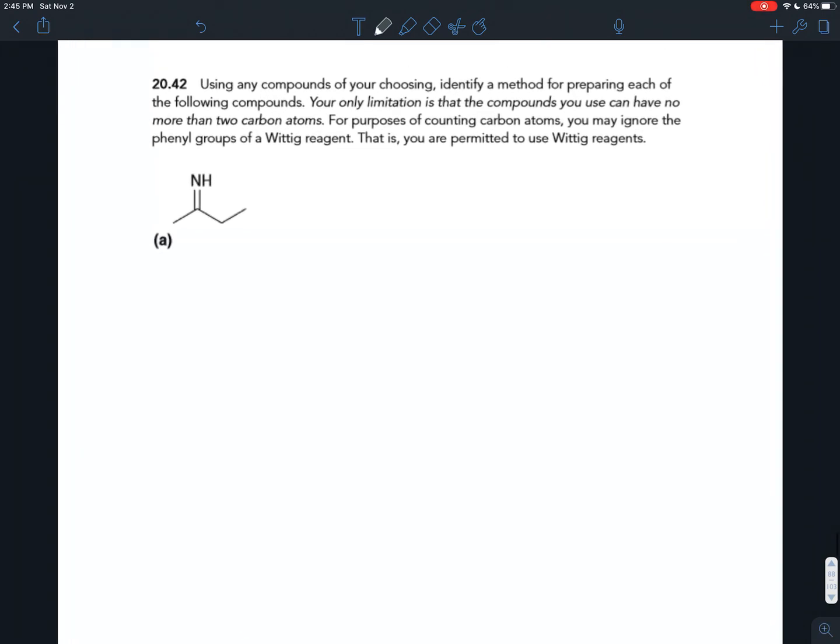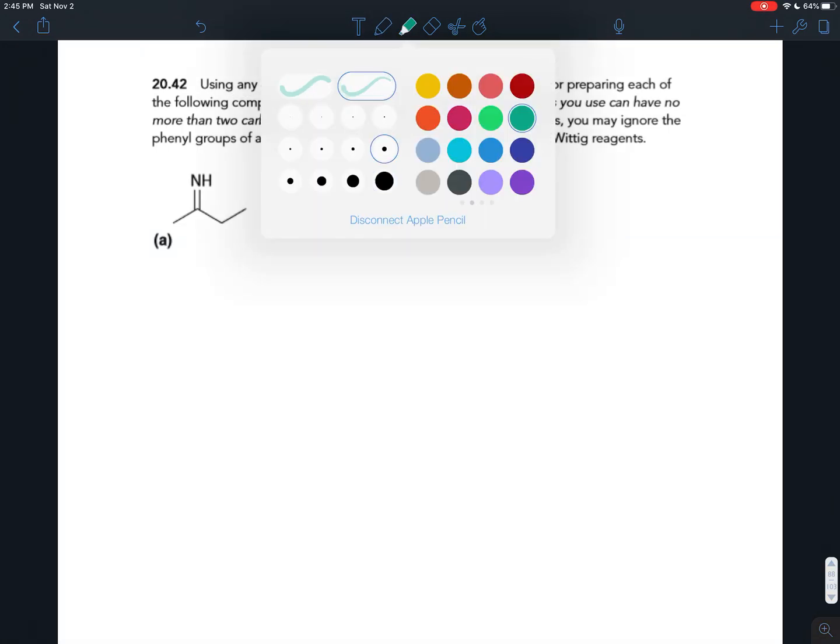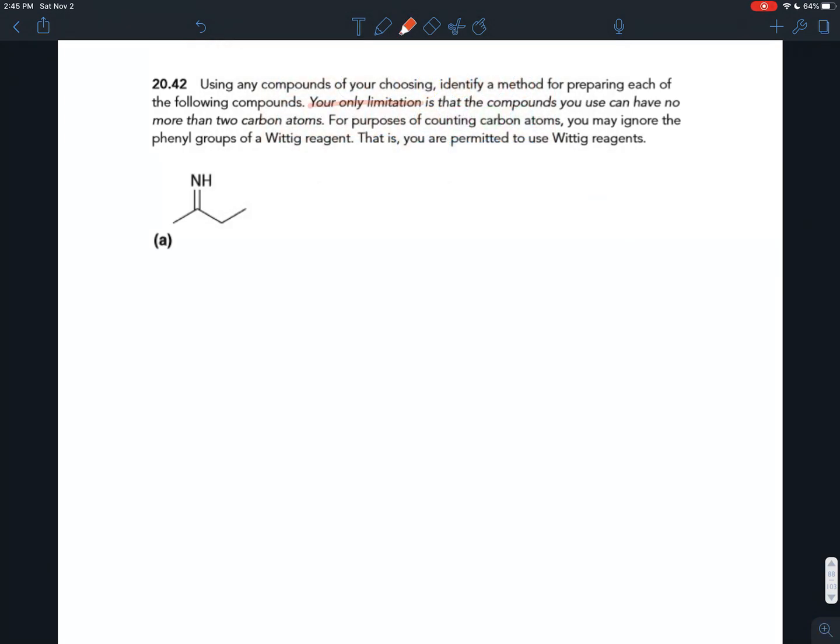Okay. It says, using any compounds of your choosing, so that's exciting. We have all of the handbook of Sigma Aldrich or Fisher Scientific at our fingertips. Identify a method for making each of the following compounds. Your only limitation is that the compounds you use can have no more than 2 carbon atoms. So we can't use any carbon chain that's larger than 2 carbons. We can use stuff that has functional groups on it. We just can't use anything that has more than 2 carbons.